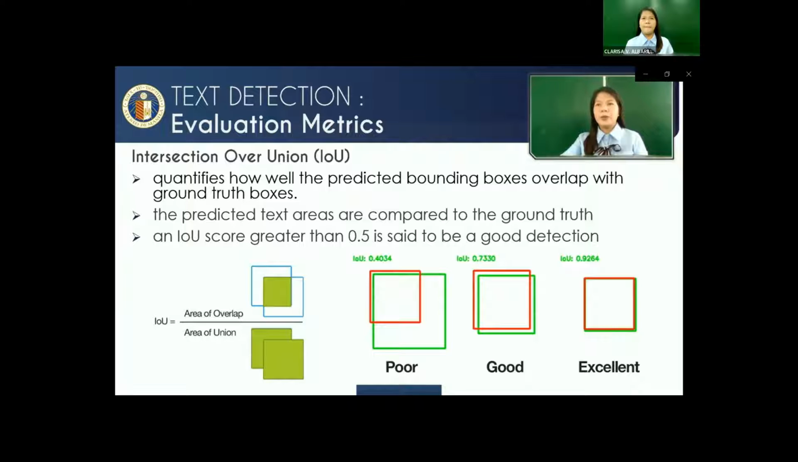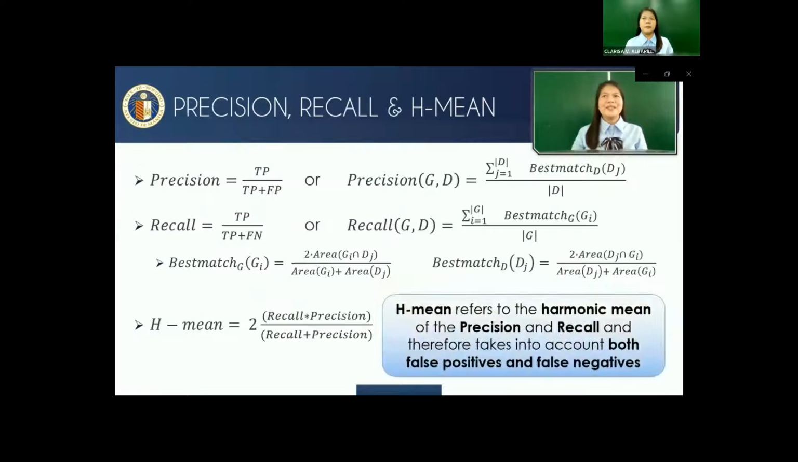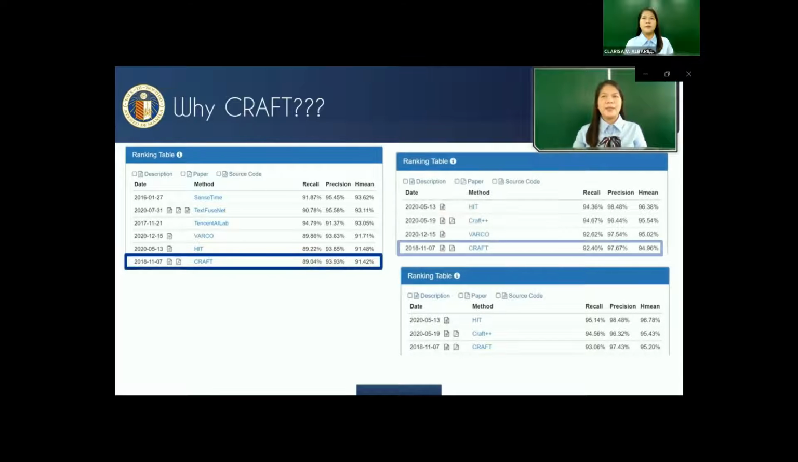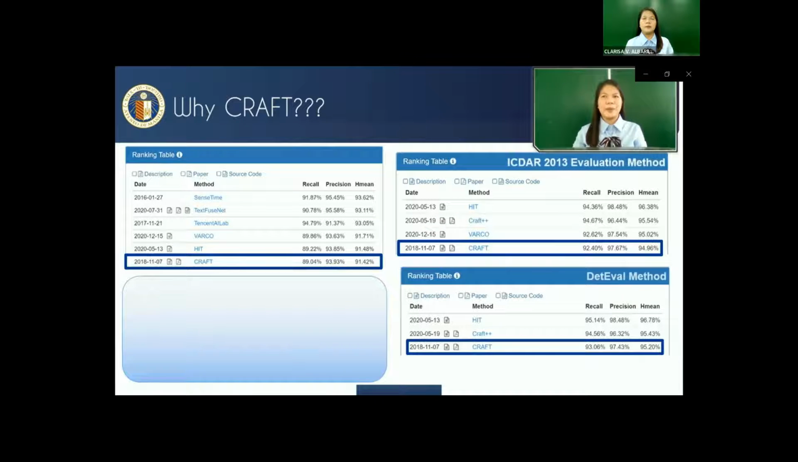After computing the IOU, the precision, recall, and H-mean of the proposed method are also determined in order to evaluate its performance. The precision, recall, and H-mean are computed from the prediction to evaluate the IOU performance. H-mean refers to the harmonic mean of the precision and recall, and therefore takes into account both false positives and false negatives.